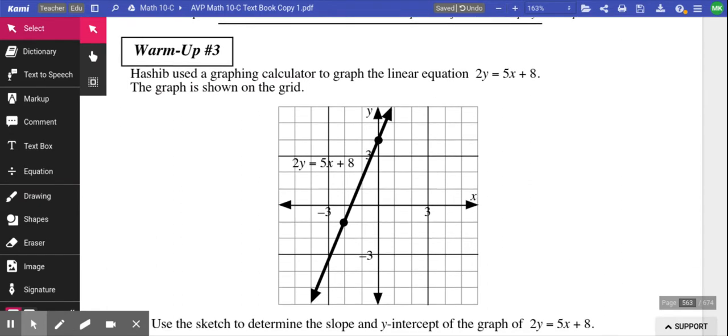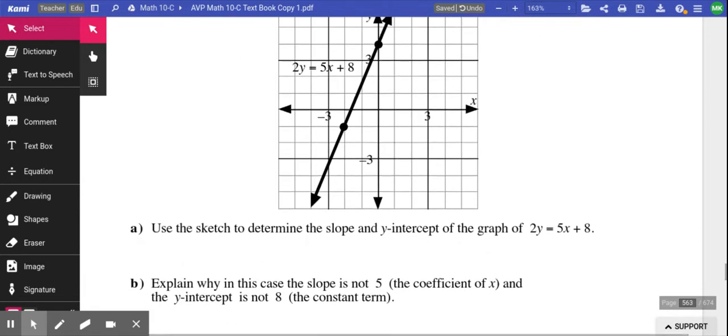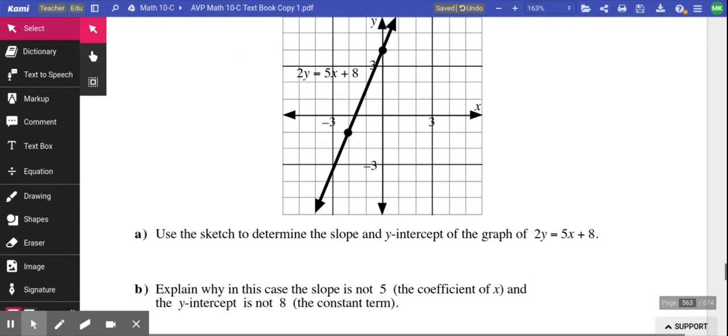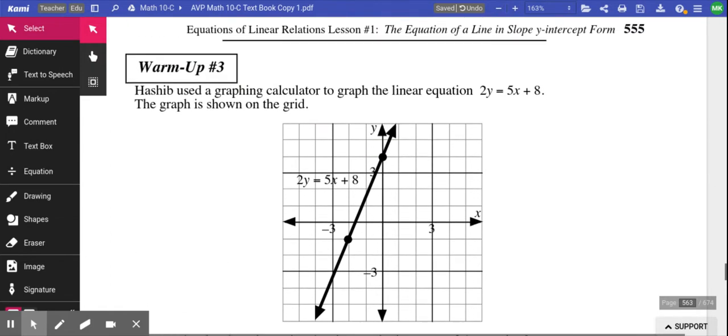Let's see how this works. So, Hashi used a graphing calculator to graph the linear equation 2y equals 5x plus 8. The graph is shown on the grid. Use the sketch to determine the slope and the y-intercept of the graph. Explain why the slope is not 5 and the y-intercept is not 8.